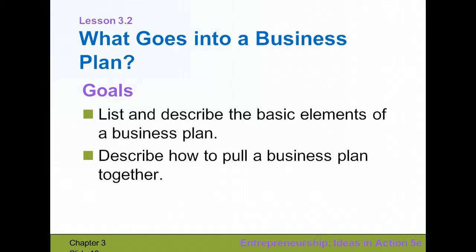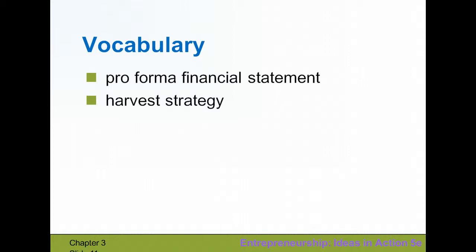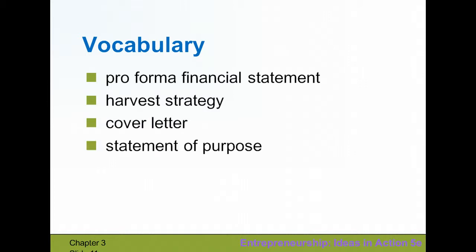Chapter 3, Section 2, What Goes into a Business Plan. The goals of this section are to be able to list and describe the basic elements of a business plan. We also want to be able to describe how to pull a business plan together. Some vocabulary we'll be talking about: pro forma financial statement, harvest strategy, cover letter, statement of purpose, and executive summary.